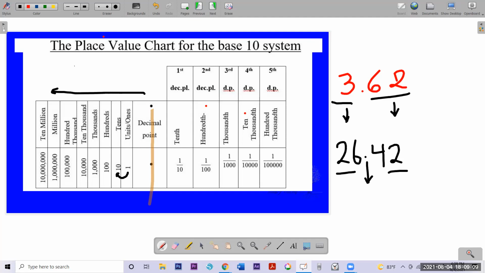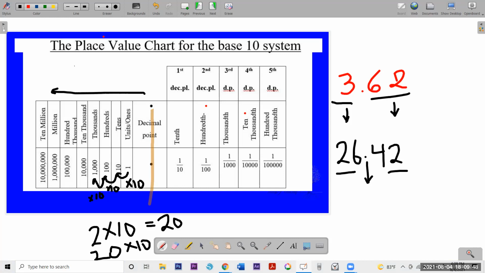For example, look at here. 1 times 10 is 10. If you multiply by 10, that's how you move from 1 to 10. How do you move from 10 to 100? You multiply by 10. How do you move from 100 to 1,000? You multiply by 10. For those who may not know, every time you multiply by 10, you add a 0. For example, 2 times 10 is 20. It's just 2 with an added 0 to the back. If I had 20 times 10, what would be my answer? Simply adding a 0 would give me 200.